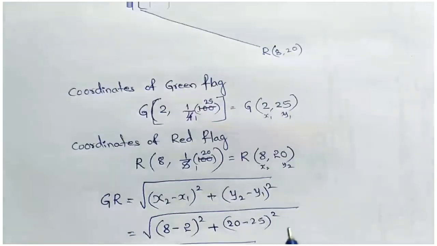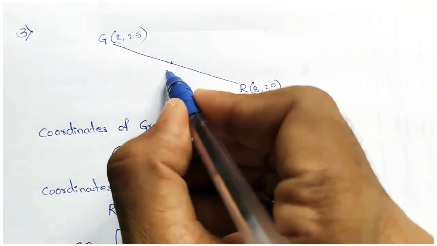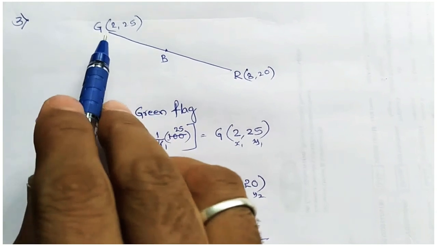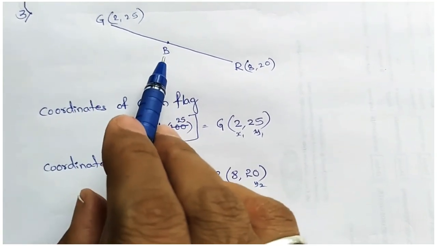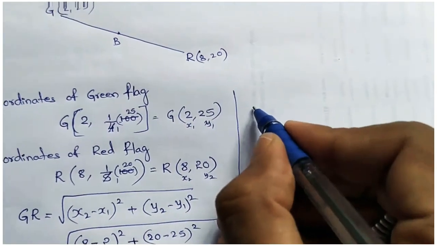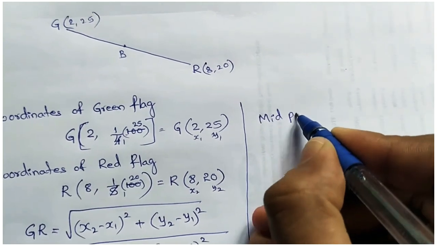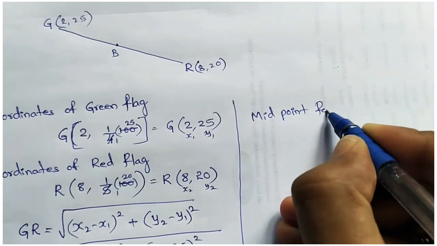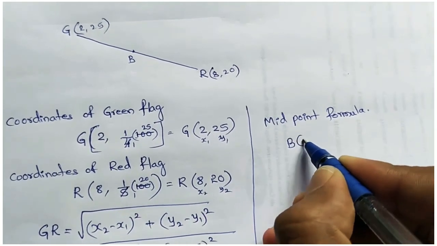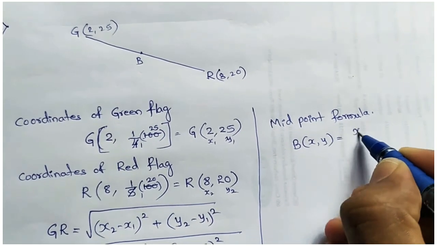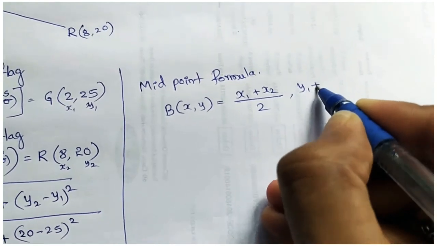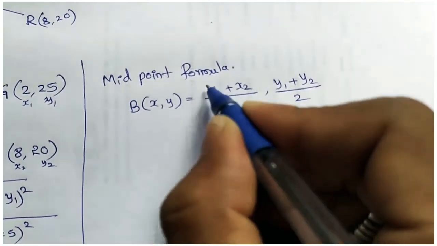Next, Rashmi posts a blue flag exactly halfway, means exactly at the middle. So we have to find the coordinates of that blue flag. How will we find it? Which formula do we have to use here? Midpoint formula. So what is the midpoint formula? B of x, y gives us x1 plus x2 divided by 2, y1 plus y2 divided by 2.